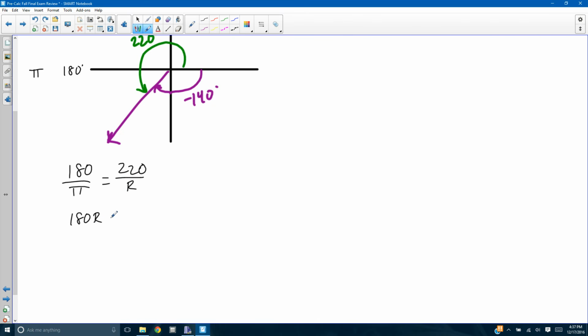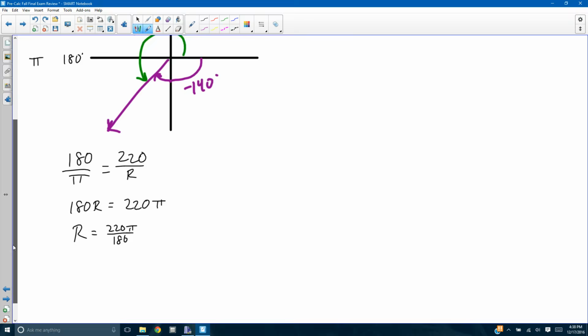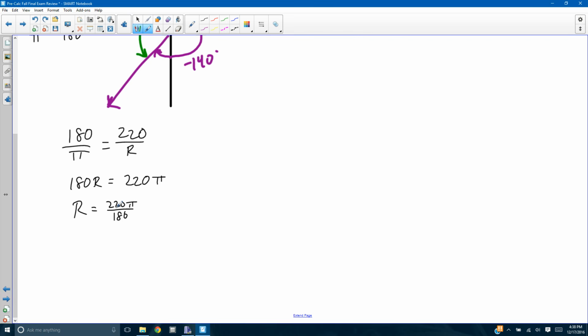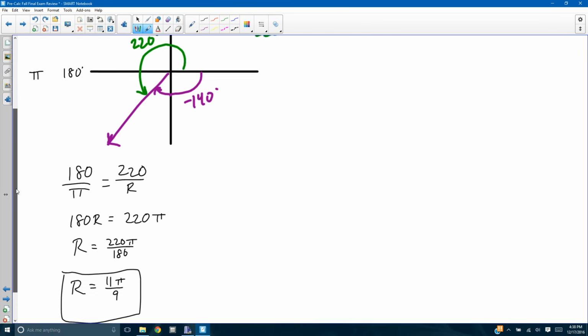Cross multiply: 180 times that radian measure is 220 pi. Divide both sides by 180. We get r equals 220 pi over 180. Now, don't whip out the calculator just yet. In fact, start dividing this stuff. Both of these can divide by 20 on top and bottom, so that's going to give you 11 pi over 9. So this is the positive radian measure of what we had there.